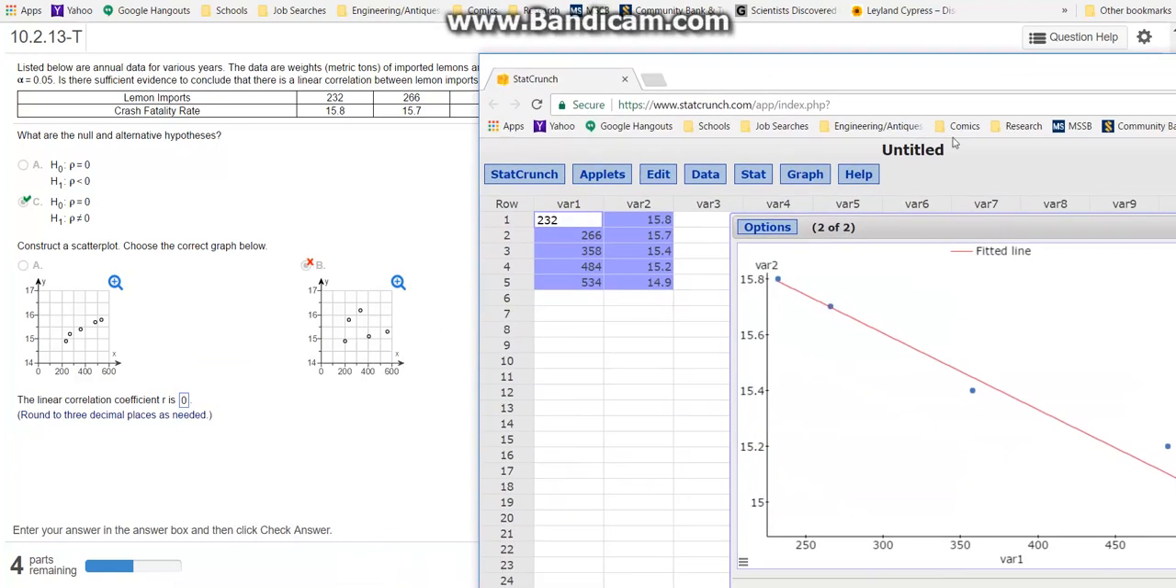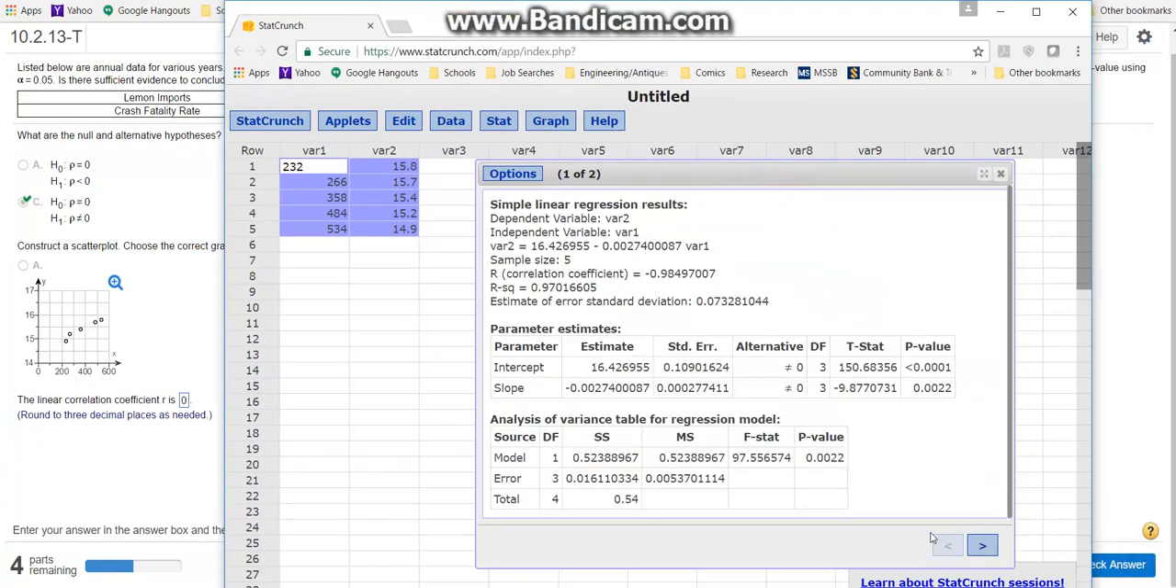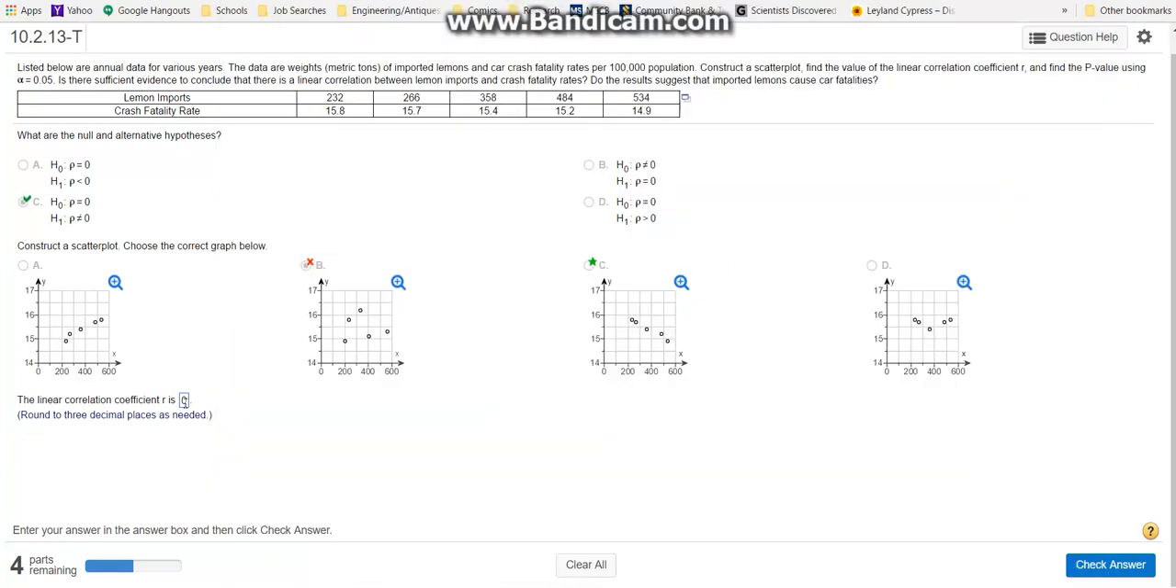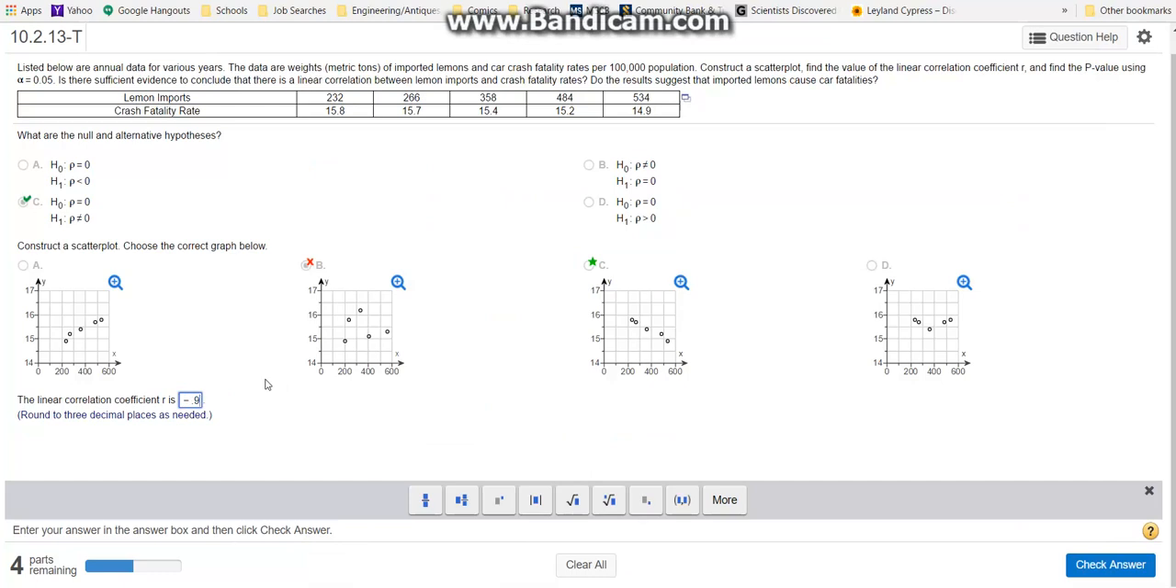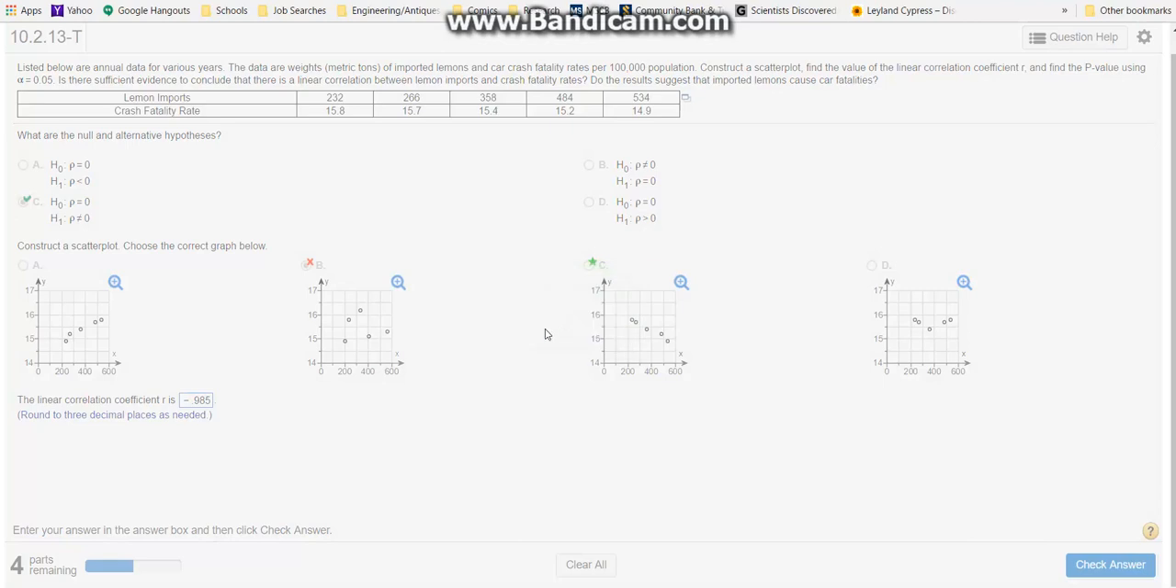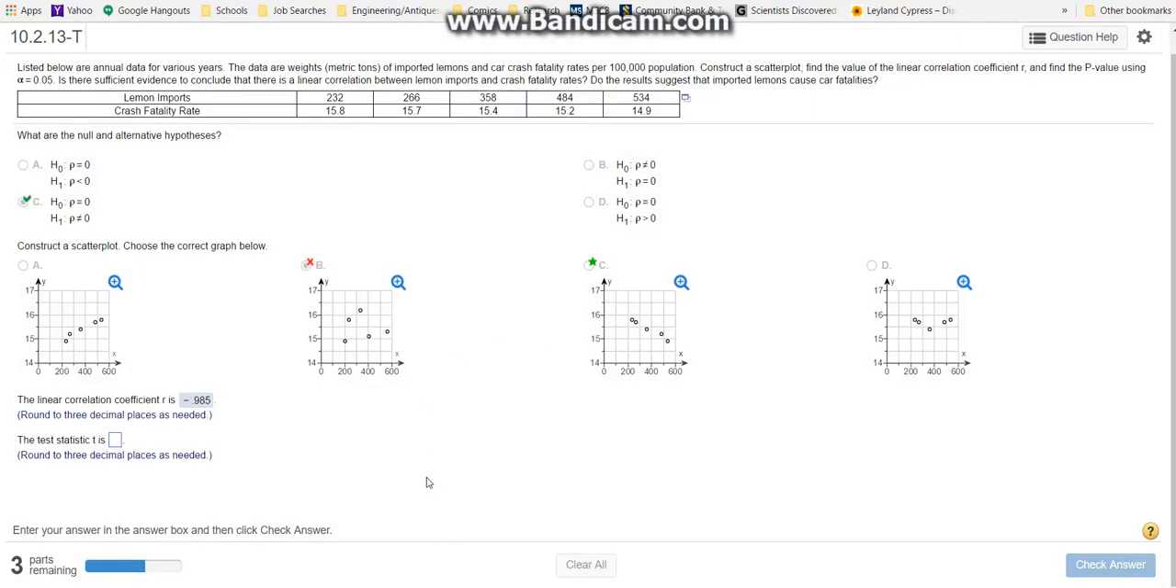What is the linear correlation? Well, that's reported on page 1. The linear correlation is right here. Negative 0.985. So negative 0.985. Make sure to include the sign. That's very important. What is the test statistic?